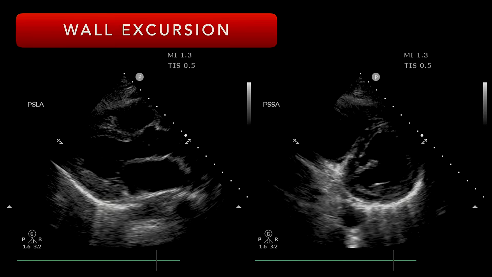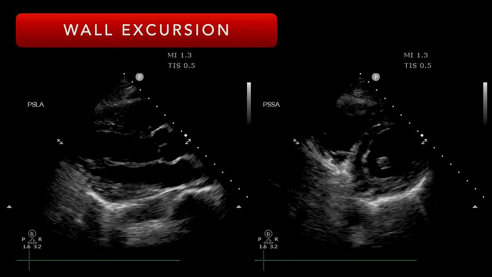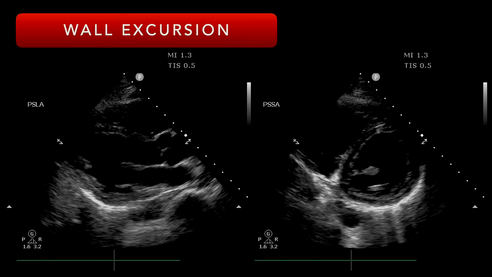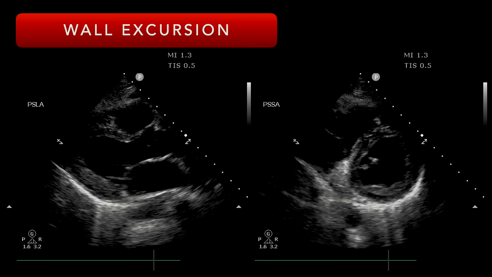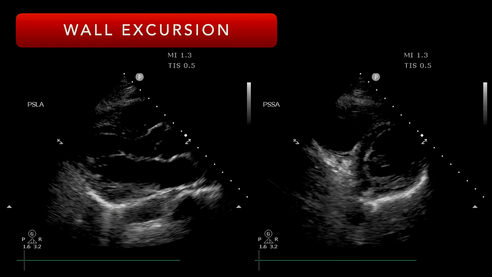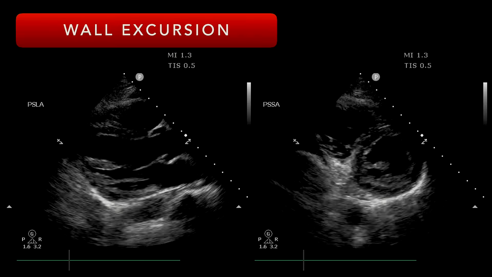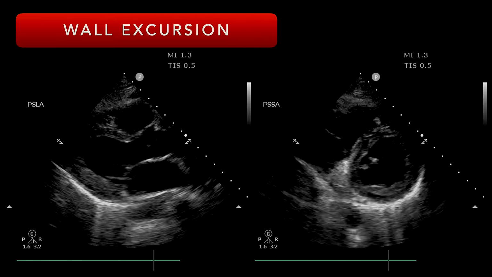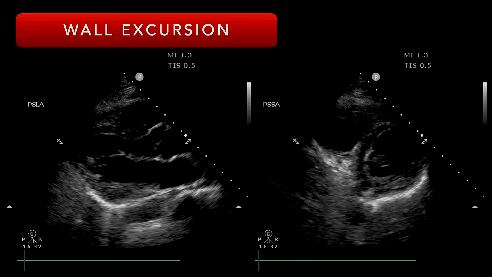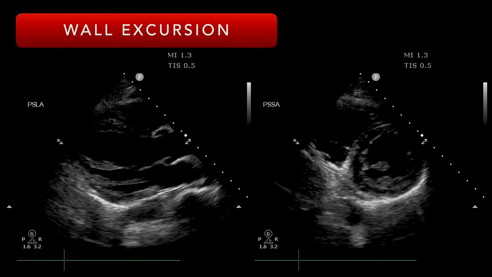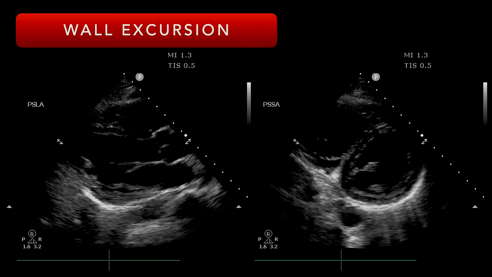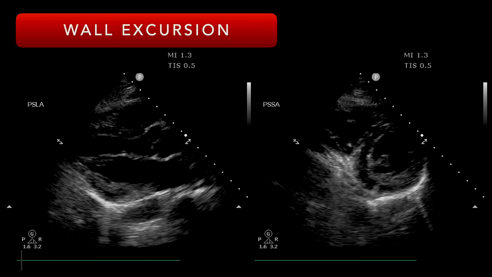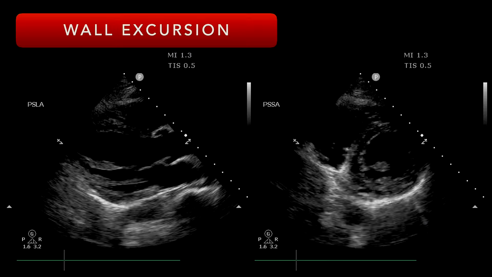That wall excursion. And so factor number 2 that we need to look at is not just does the muscle thicken when it contracts, but how far does that go when it's contracting? And so what we're going to see in the left-hand image of the parasternal long and the right-hand image of the parasternal short is as we watch that muscle wall, right, we're going to watch that muscle wall move inward, right? And there's going to be a certain amount of movement that happens as that muscle contracts that results in a change in the chamber size, right? The range of motion of that muscle, or that cardiac muscle, right?